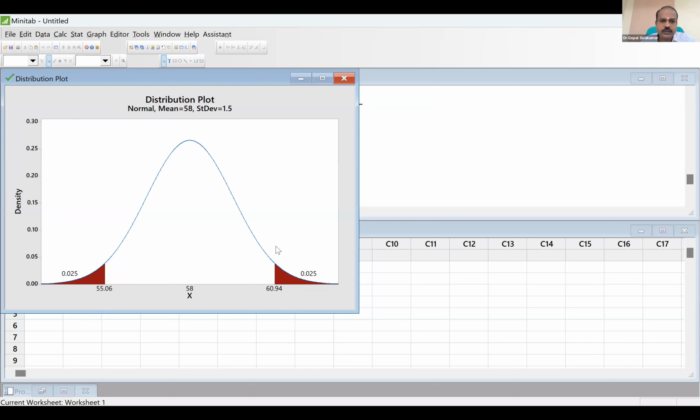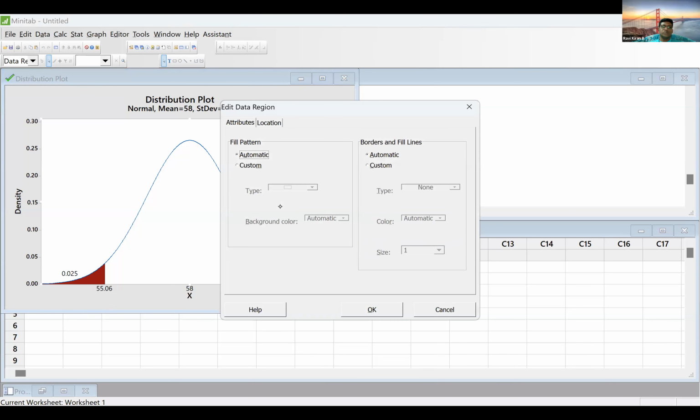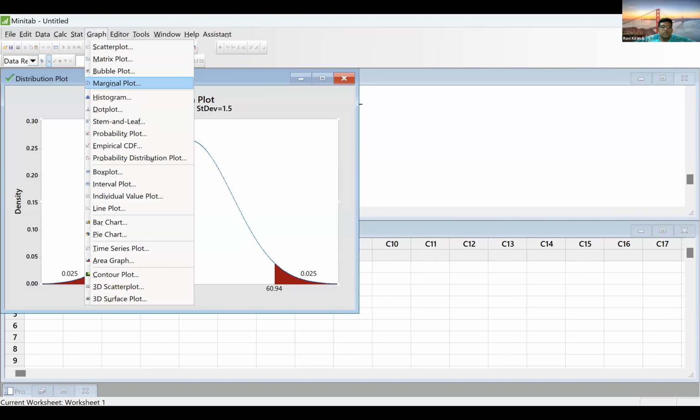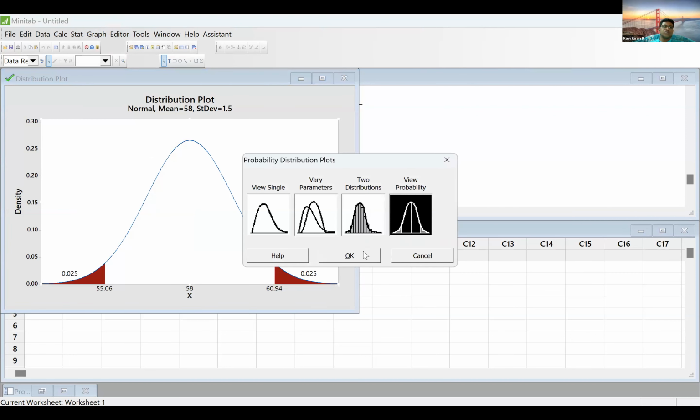So now please note, how much chance is there for the statistic to go outside 60.94? Can you tell me? 2.5%. 2.5% on the right side, 2.5% on the left side. So totally 5% chance is there for your statistic to fall outside the confidence limit. Yes, 5%. Now for the same scenario, let me show you Graph, Probability Distribution Plot, View Probability.